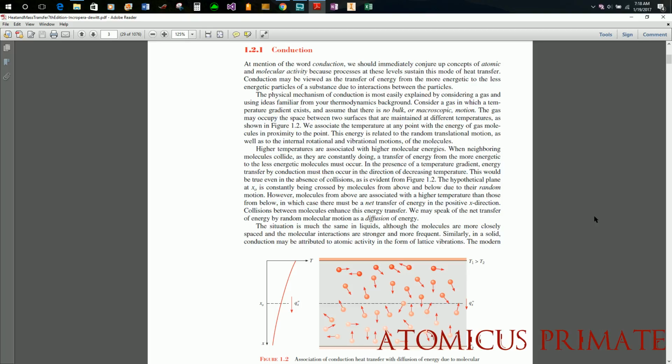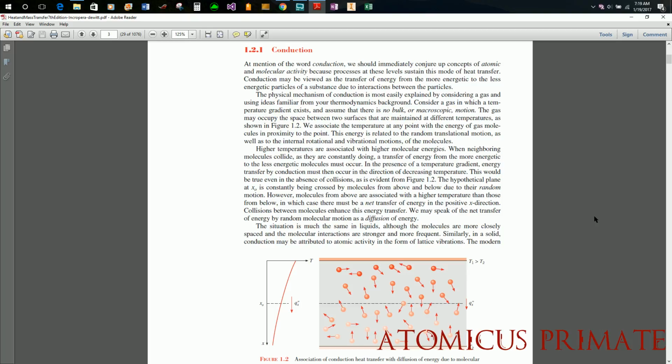The hypothetical plane at x sub 0, x naught, is constantly being crossed by molecules from above and below due to their random motion. However, molecules from above are associated with a higher temperature than those from below, in which case there must be a net transfer of energy in the positive x direction. Collisions between molecules enhance this energy transfer. We may speak of the net transfer of energy by random molecular motion as a diffusion of energy.